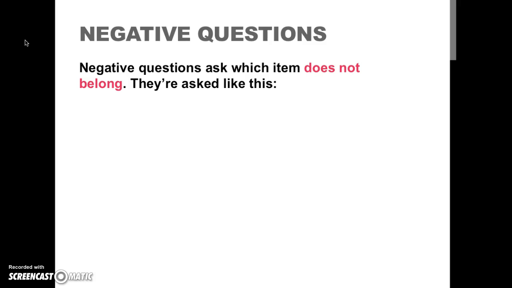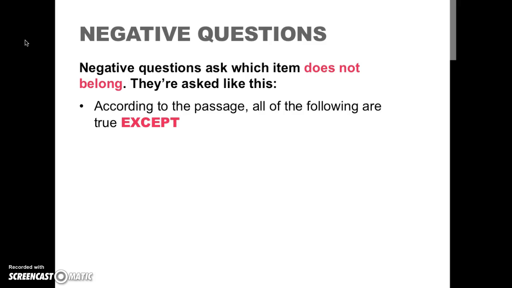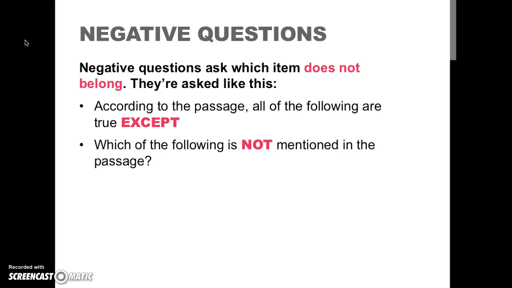Now, let's talk about negative questions. Negative questions are the third type of question. They ask which item does not belong. They look like this: According to the passage, all of the following are true except. Which of the following is not mentioned in the passage? And which of the following is least likely?